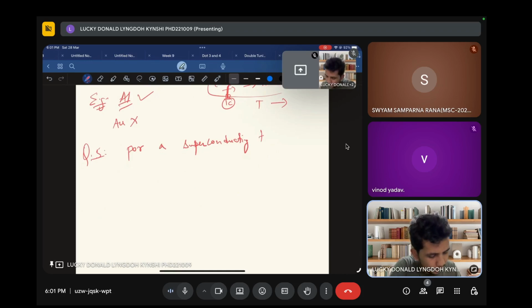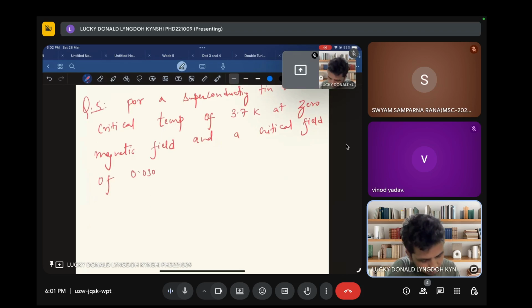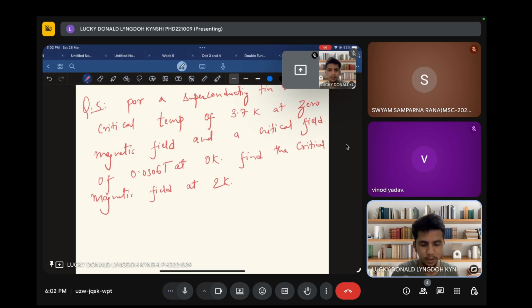Okay, so for a superconducting tin with a critical temperature of 3.7 Kelvin at zero magnetic field, and a critical field of 0.0306 Tesla at 0 Kelvin, find the critical magnetic field at 2 Kelvin. Okay, so what is this problem?